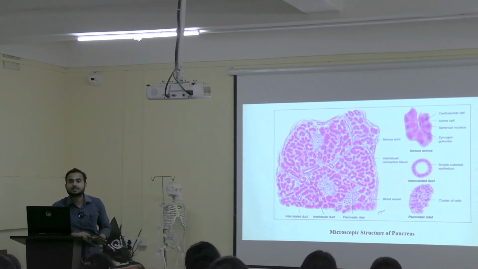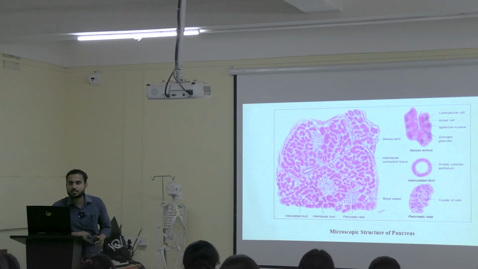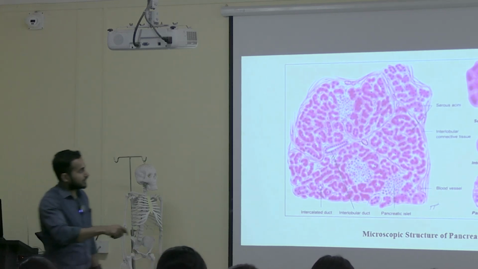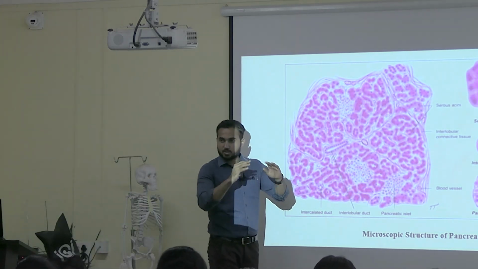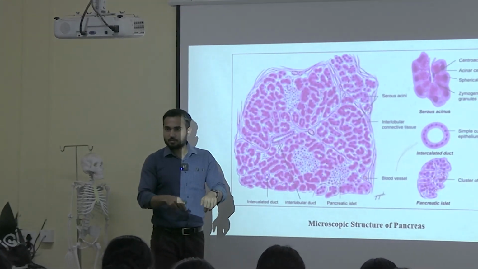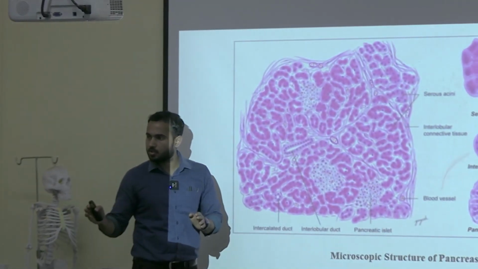Next, this is the schematic diagram of the pancreas. What can you see over here? Can you see the pancreatic acini? First of all, you have to see the interlobular connective tissue. See here, this is one interlobular connective tissue. As I said, from the connective tissue capsule, septa are extending, which divide the gland into small lobules.